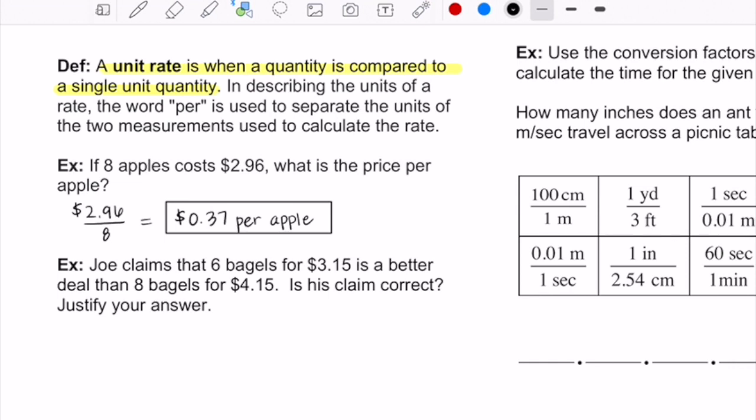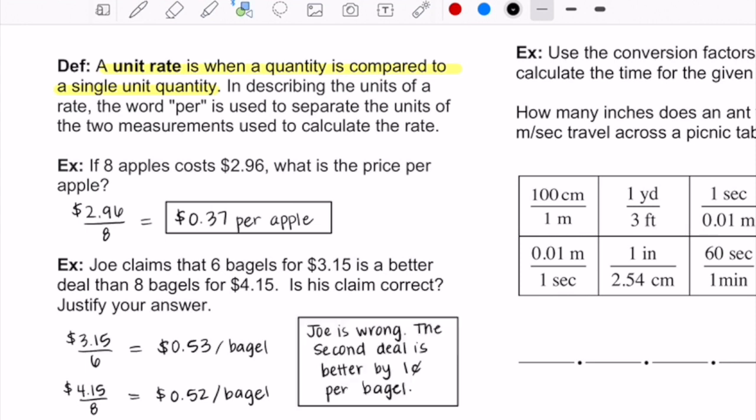In the next example, it says Joe claims that 6 bagels for $3.15 is a better deal than 8 bagels for $4.15. And you want to figure out if he's correct or not. So a better deal would mean that in the first example, the bagels would be less expensive than in the second example. In order to compare them, we want to figure out the unit rate per bagel, and then we'll compare those. And so I'll figure out the unit rates for each of the bagel prices. So $3.15 for 6 bagels works out to be 53 cents per bagel. And then in the second example, $4.15 for 8 bagels works out to be 52 cents per bagel. And so in comparing these by rereading the question, Joe thought that the first deal was going to be better, but it's actually the second deal that's better by 1 cent per bagel.